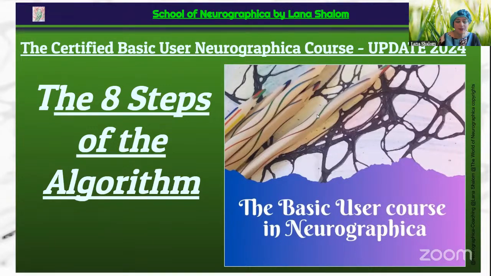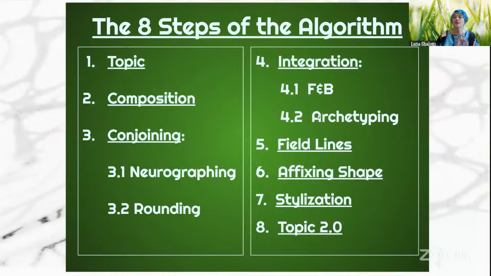Okay. Let's start. We are here today to talk about the 8 steps of the algorithm, also known as the base algorithm. The reason it's called the base algorithm is that all of the algorithms that you know, and we have a lot of courses in the neurographic method. We have official certified courses that are fully available on my website. The best course is the Specialist Neurographica course. I am an accredited trainer and I'm happy to bring this amazing course to you. Welcome to join me.